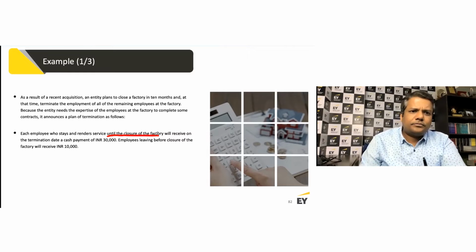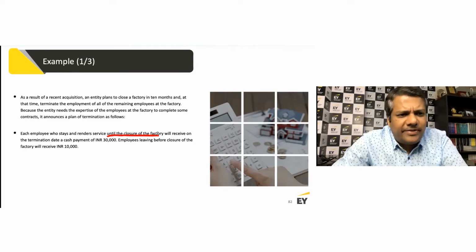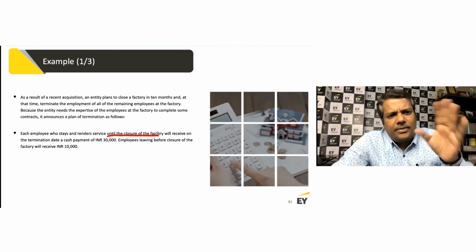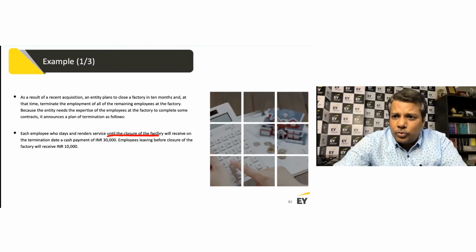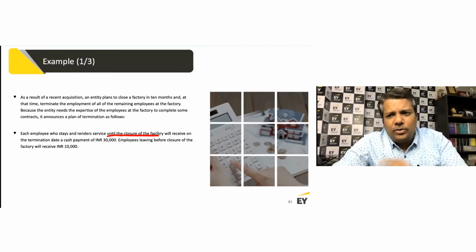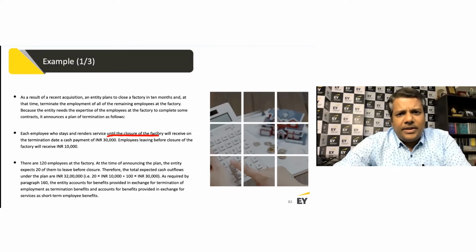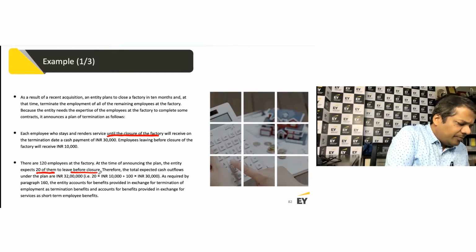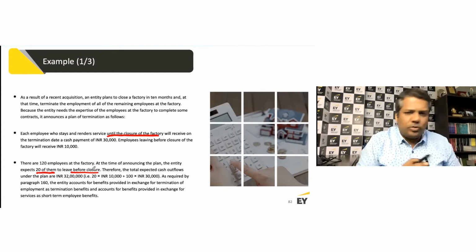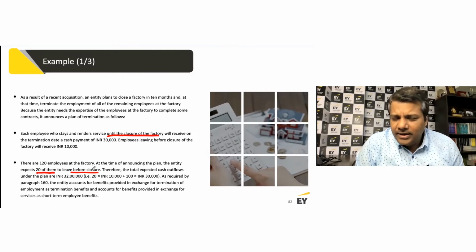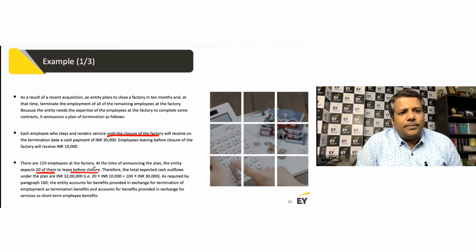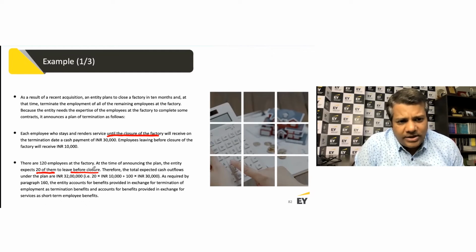So any employee leaving before closure of the factory will receive INR 10,000. That means everybody will receive 10,000. But if you were to stay back and work, you will get 20,000 extra. So what's the termination benefit, and what's the other benefit? There are 120 employees at the factory. At the time of announcing the plan, the entity expects 20 of them to leave before closure. So I have 120 employees, and 20 will leave before closure. Therefore, the total expected cash outflow under the plan is 32 lakhs, which is 100 employees at 30,000 and 20 at 10,000.